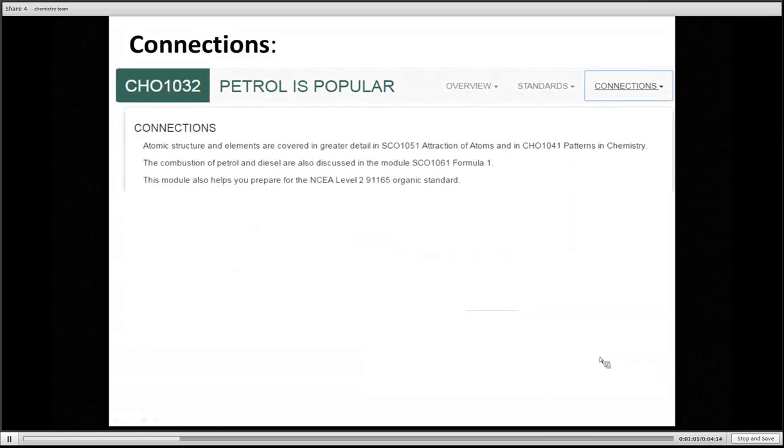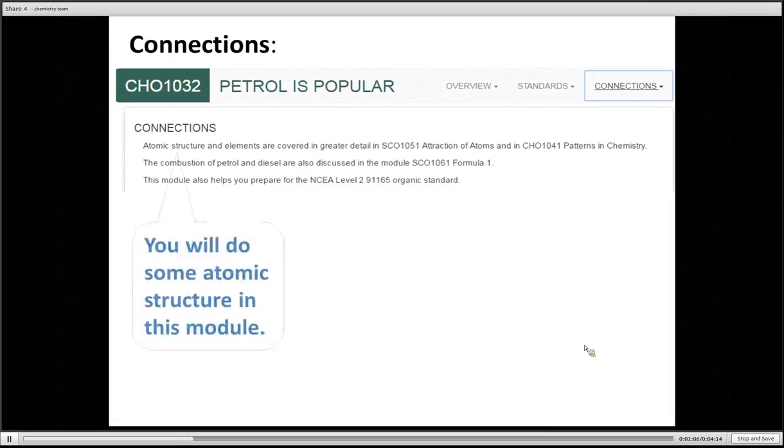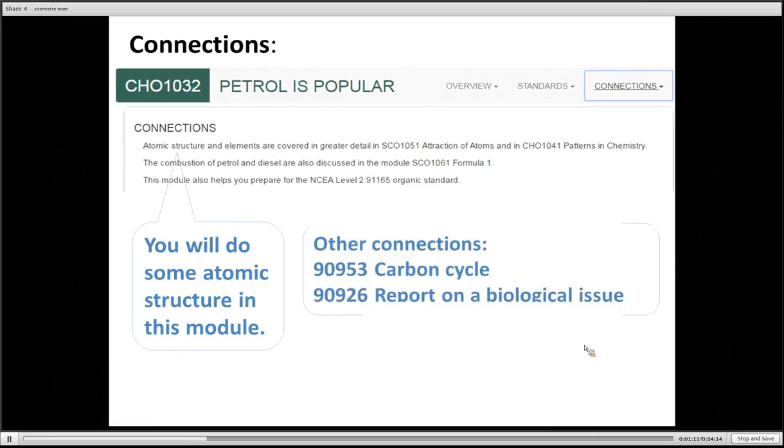Right, the last tab is the Connections tab, and that will tell you where you can find more detail on atomic structure and other modules, and there are also links to other standards that are not offered in the CH1000 course, but you may find it if you're doing Science 1000 or if you're doing biology as well. There's a 90953 carbon cycle, which is an internal with 4 credits, and then there's also the 90926 biology standard, where you report on biological issues and it's burning fuel, so there's a lot of overlap.